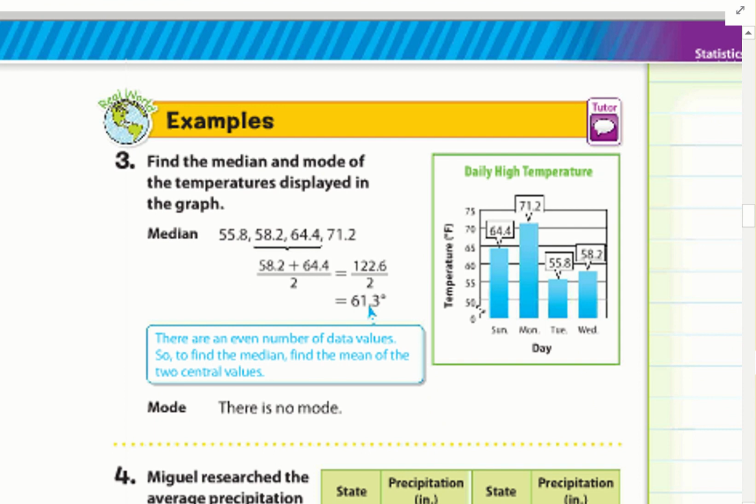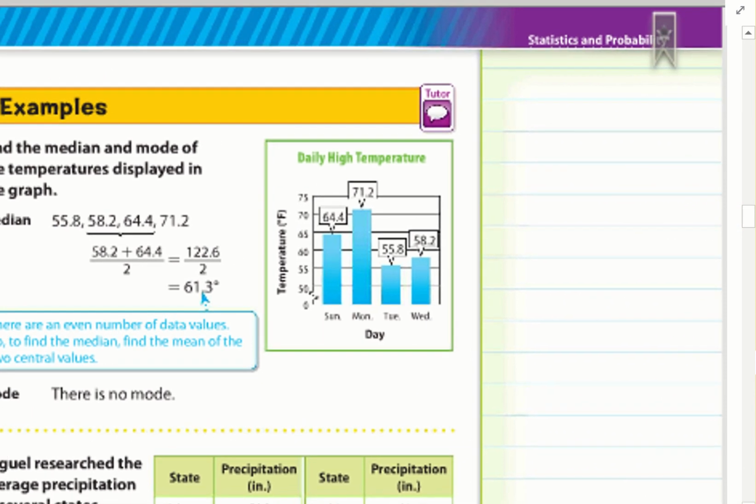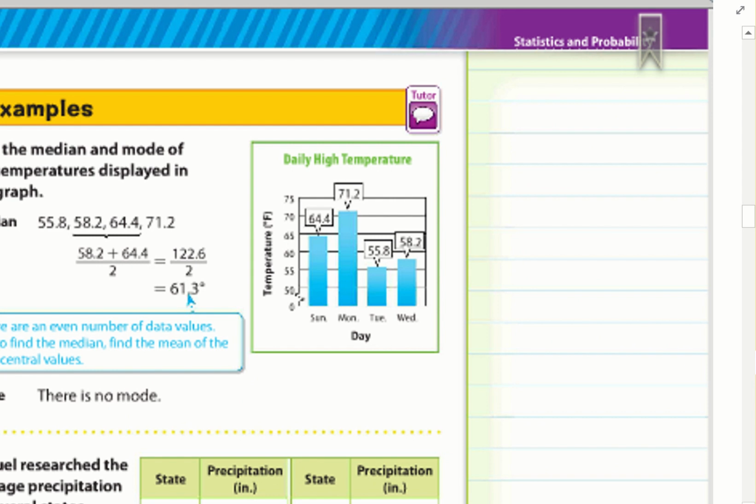So next, I'm going to find the median and mode of the temperatures displayed in the graph. In the graph, I'm going to order from least to greatest, so I'm going to do it on the side here. I have 55 and 8 tenths, 58 and 2 tenths, 64 and 4 tenths, and then 71 and 2 tenths.